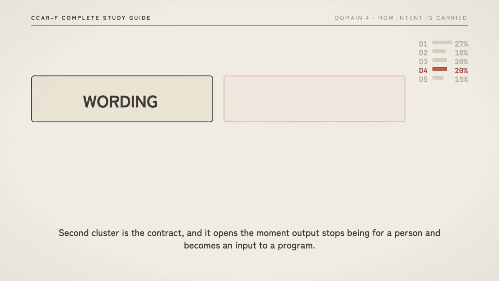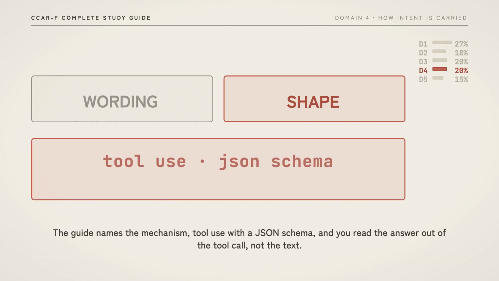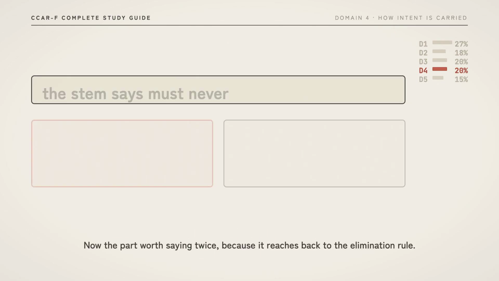Second cluster is the contract, and it opens the moment output stops being for a person and becomes an input to a program. When that happens, wording stops being the lever and shape becomes the lever. The guide names the mechanism, tool use with a JSON schema, and you read the answer out of the tool call, not the text. Now the part worth saying twice because it reaches back to the elimination rule.